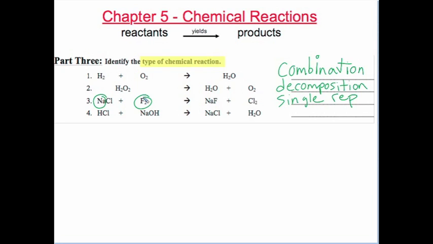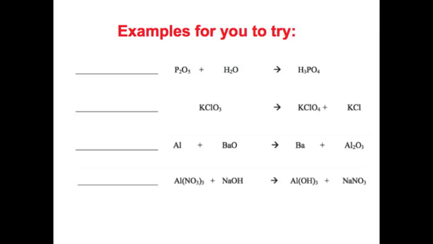The last example, HCl plus NaOH yields NaCl plus H2O, is a double replacement. We know that because the Cl is bonding with the Na and the H is bonding with the OH to make H2O. Here are 4 examples for you to try. Pause the video, do the problem, and then check your answer.